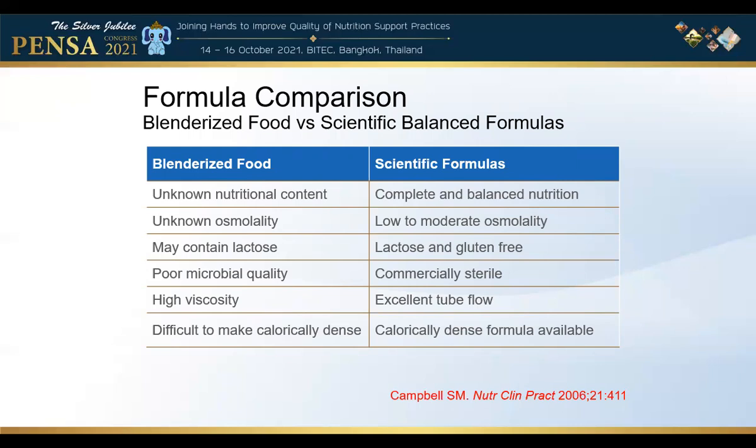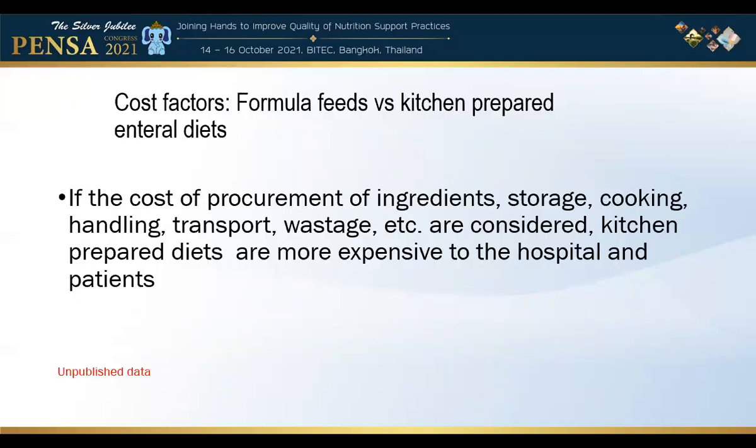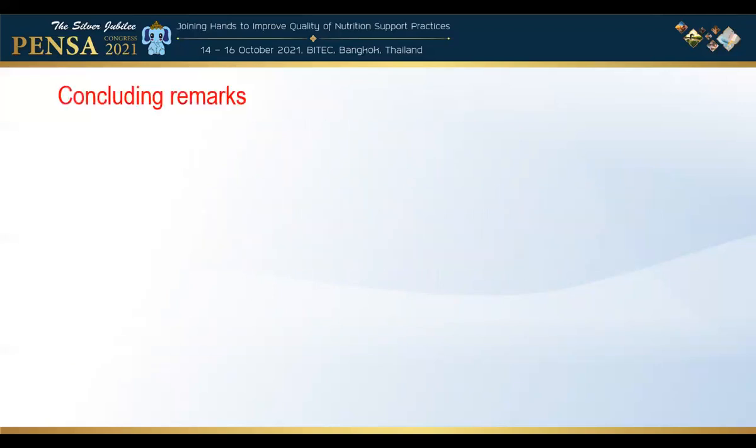Osmolality is not known, lactose is present, and microbial quality is so poor in blenderized kitchen-prepared diets that the patient suffers from various gastrointestinal and systemic complications. The viscosity is high, requiring large bore tubes, and it is difficult to make calorically dense. And if you take the cost of procurement of ingredients, storage, cooking, handling, transport, and wastage, then kitchen-prepared diets are actually more expensive to the hospital and to patients.